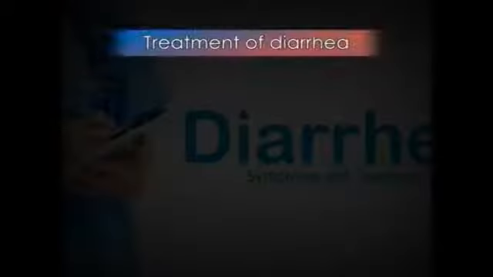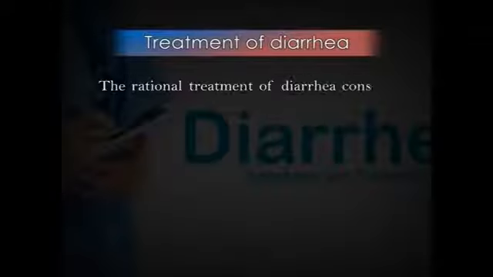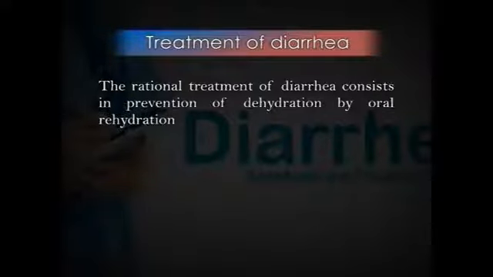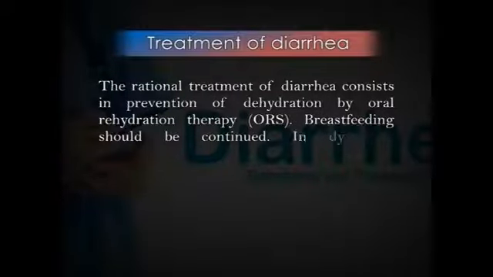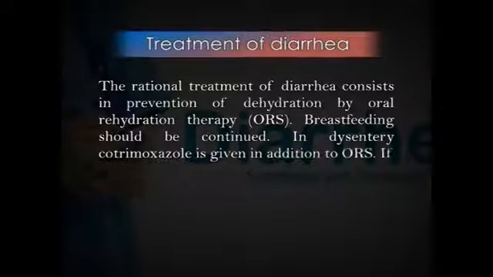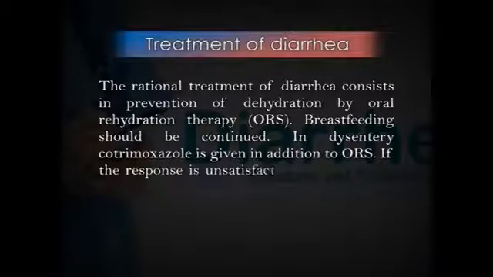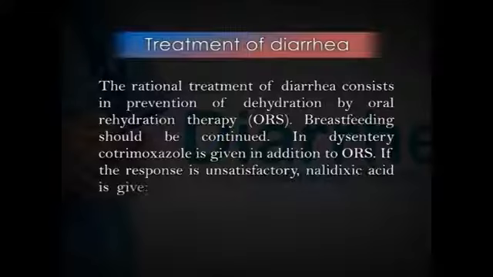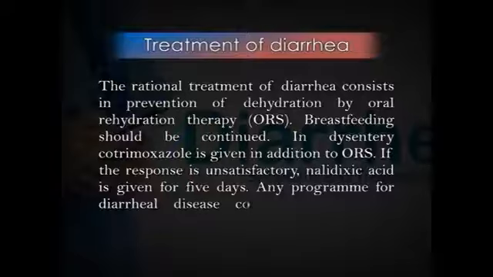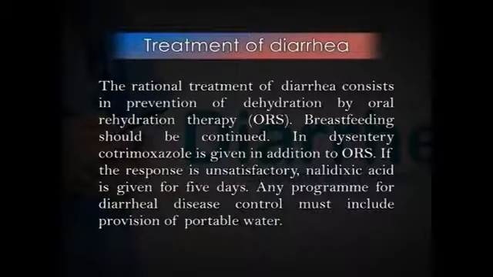So now we have treatment of diarrhea. The rational treatment of diarrhea consists in the prevention of dehydration by oral rehydration therapy, so-called ORS. Breastfeeding should be continued in dysentery. Cotrimoxazole is given in addition to ORS. If the response is unsatisfactory, nalidixic acid is given for 5 days. Any program for diarrheal disease control must include provision of potable water.